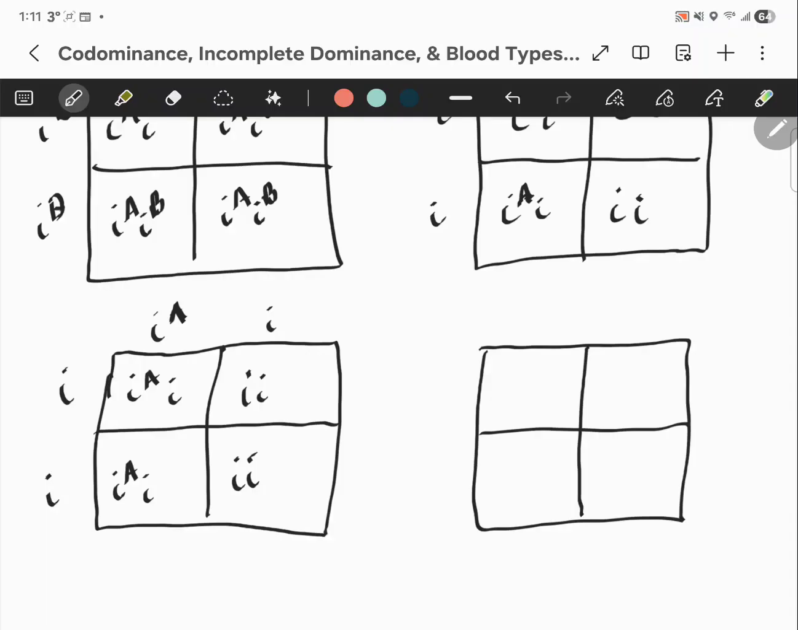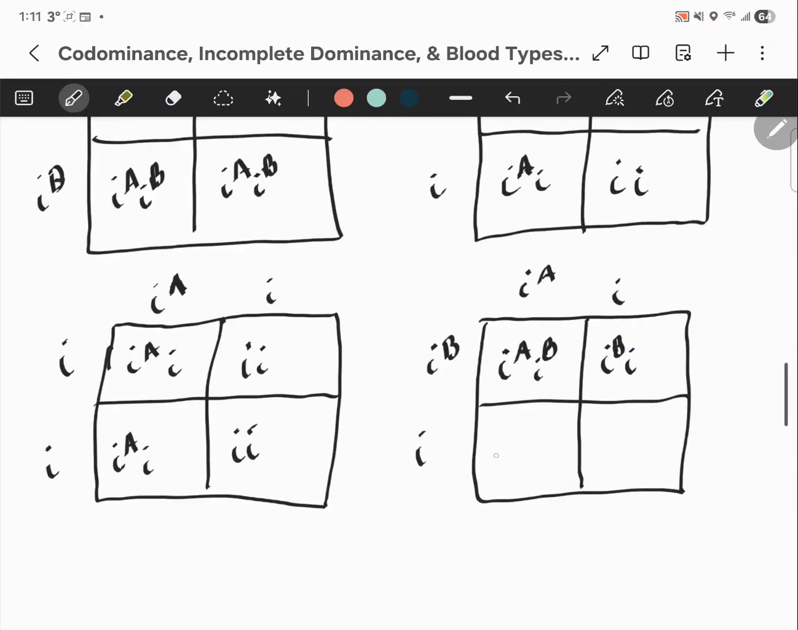And then here's another example. What if we have type A blood that's heterozygous for it, and the other partner is type B blood, and they are heterozygous for that? Well, what could the kid have? The kid could be AB. The kid could have type B. The kid could have type A, or the kid could have type O.